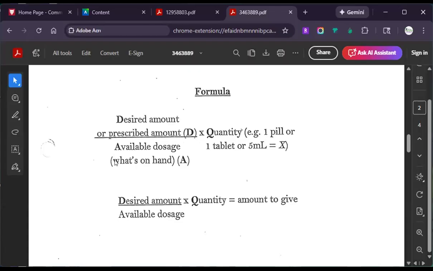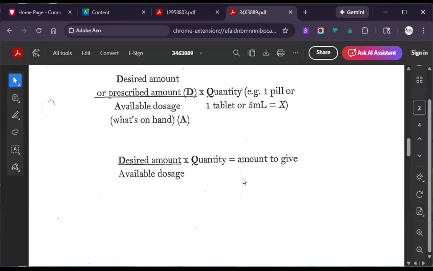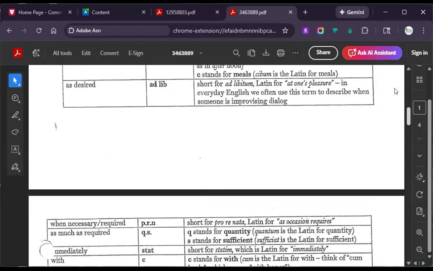And you can see they even use things like what's on hand, what's there. Don't forget your quantity. This is the big thing that a lot of students miss in 110, is that they assume that it's always times one. It is for pills, tablets, but not for liquids. Some liquids are 5, 15, 30. It depends. Okay. All right.